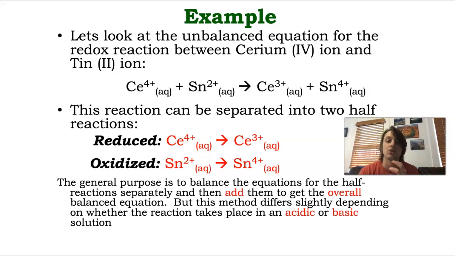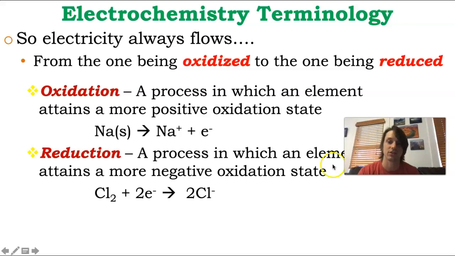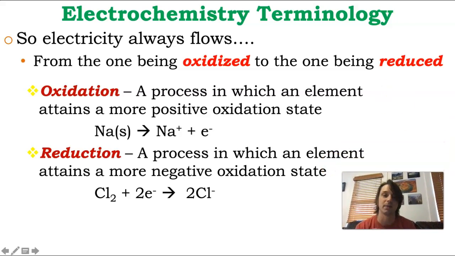That's what we've done already with redox reactions. Today we're going to use them a little bit more and apply them to cells. Electricity always flows from the place that's being oxidized, or losing electrons, to the place that's being reduced, which is gaining electrons.